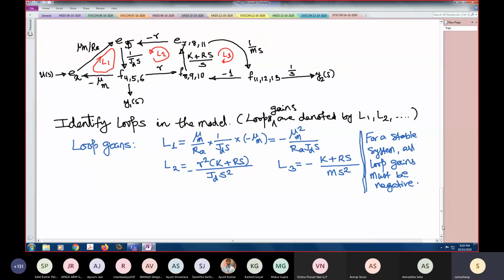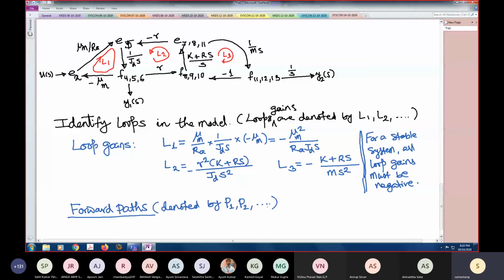So these are called loops. Now we will write something called forward paths. Those are denoted by P1, P2, and so on. So we will write the forward path gains.